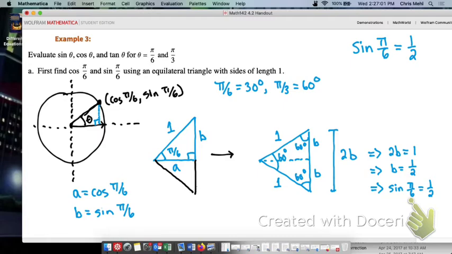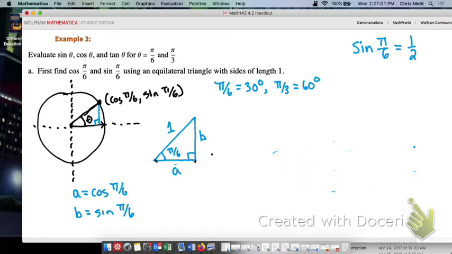Now, I could either use the Pythagorean identity to find cosine of pi over 6, or I can just go back to my original right triangle. Okay, so here's what I'm going to do. I'm actually going to get rid of my second copy over here on the left. I'm going to erase all this stuff for now. And we know that now the height of this triangle is 1/2. And to solve for a, which is cosine of pi over 6, I'm just going to use the Pythagorean theorem.